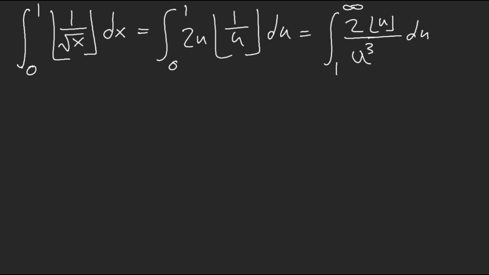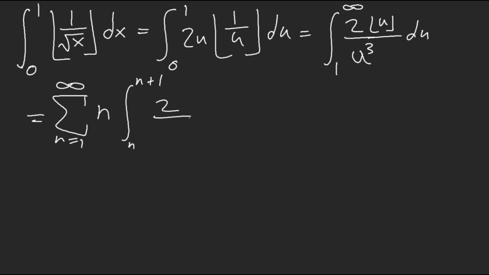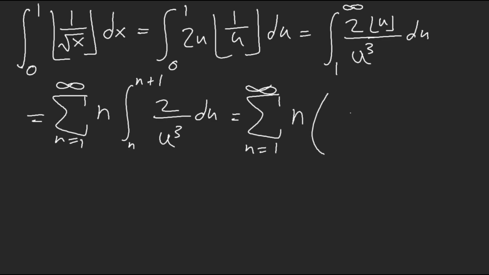And now that we can simply integrate this, this is actually not so bad. n equals 1, we have n, and then from n to n plus 1, we have 2 over u cubed du. This is going to equal negative 1 over u squared. So what we have is the sum from n equals 1 of n times 1 over n squared minus 1 over n plus 1 squared.